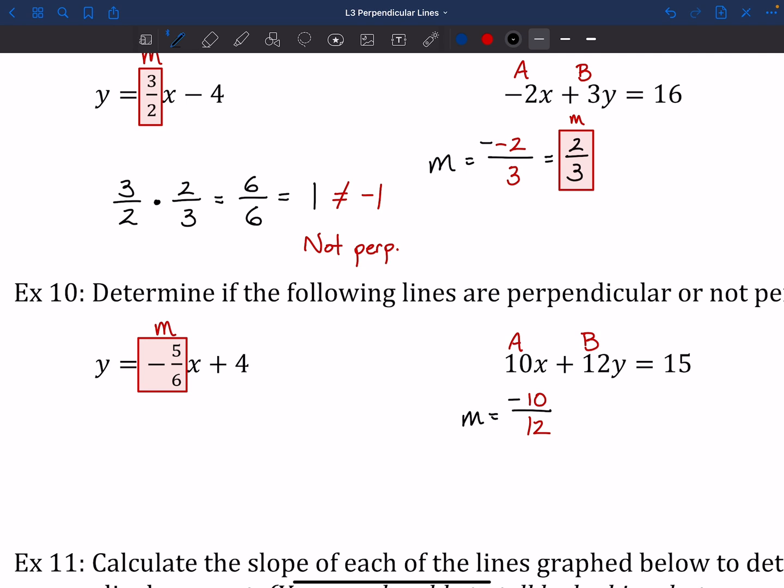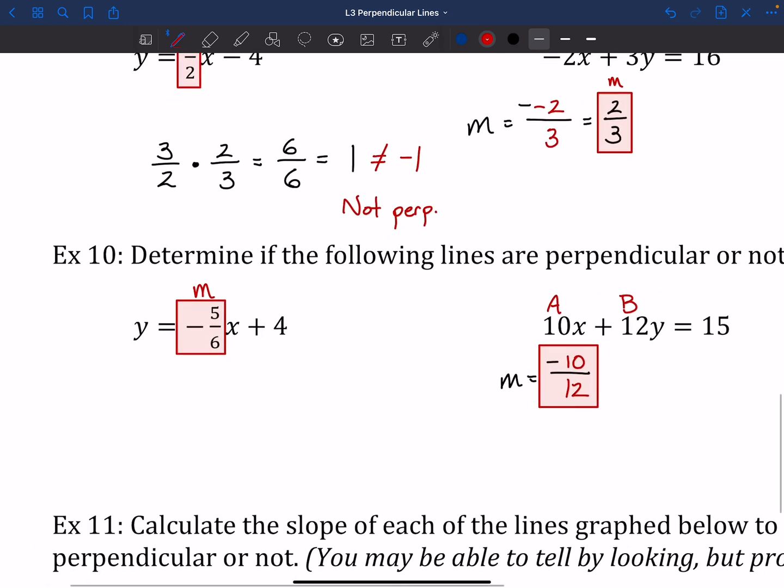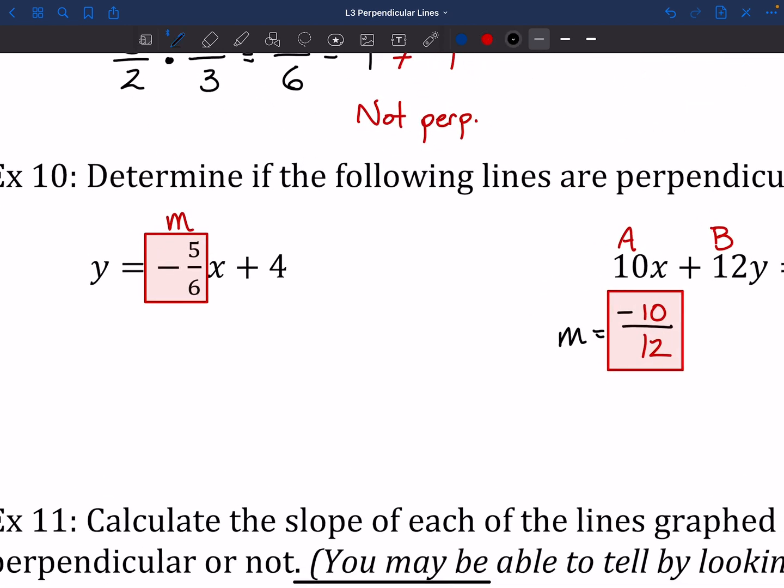The nice thing about these types of problems is that I don't really need to even simplify that fraction. If you wanted to simplify it to be -5 over 6, you could, but we can just multiply them together. That's really going to tell us all we need to know. So I've got -5 over 6. I'm going to multiply it by the other one, which was -10 over 12, and we're just going to see what they come out as.